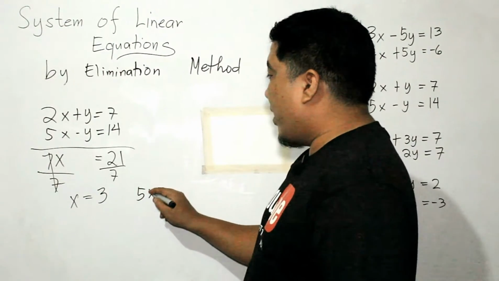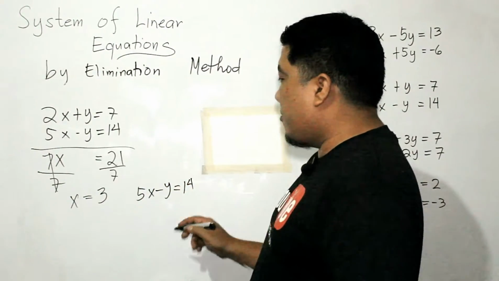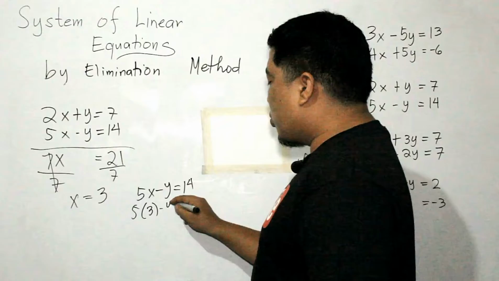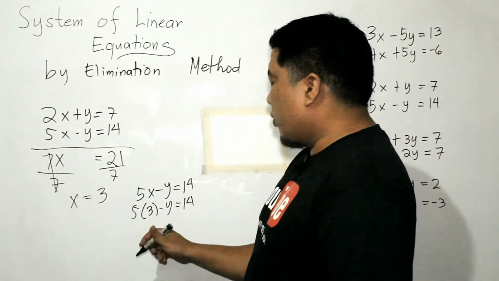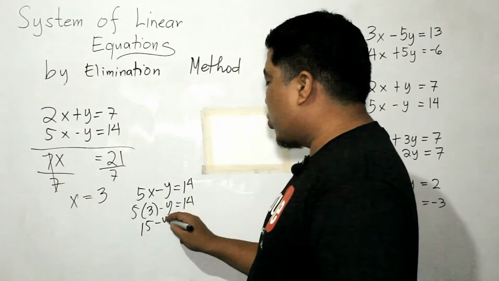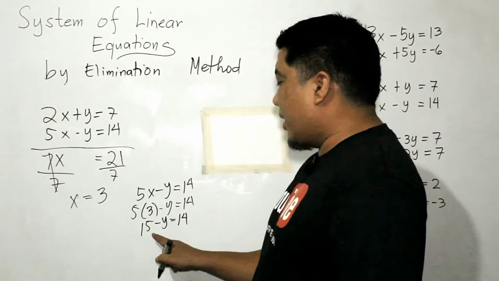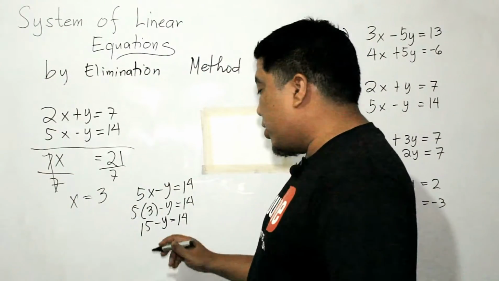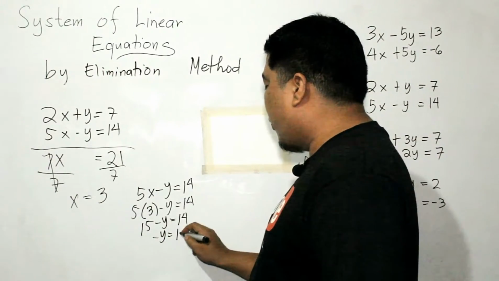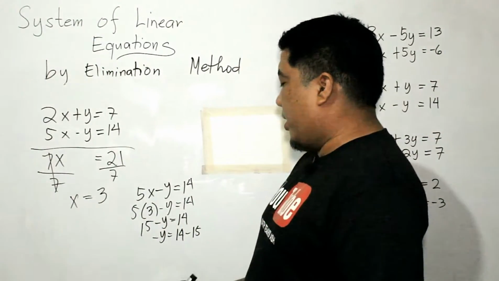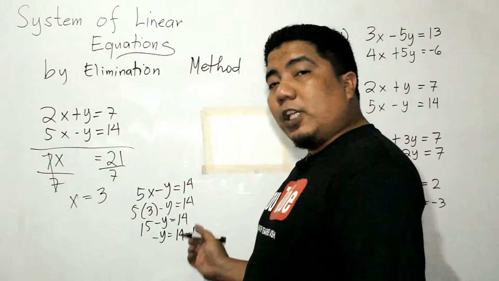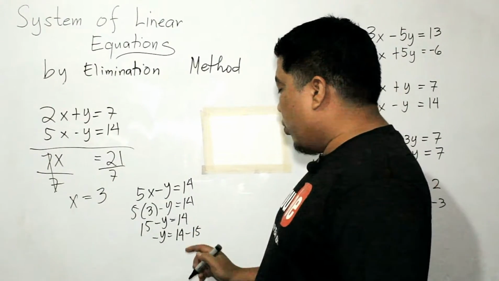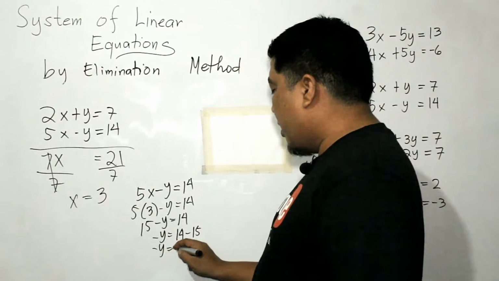So, we have 5x minus y is equal to 14. Then, our x is equal to 3. So, that will become 5 times 3 minus y is equal to 14. So, 5 times 3, that is 15, minus y is equal to 14. Now, I cannot add 15 and y, or subtract 15 and y. So, I will transpose my constant term to the other side, giving me negative y is equal to 14 minus 15. Okay, because 15 is positive here. When transposed, it will become its opposite value, minus 15. Now, by subtracting 15 from 14, that will give me negative 1.